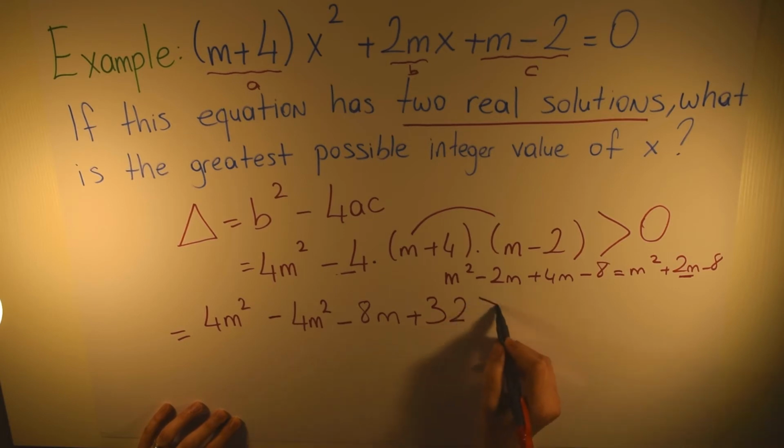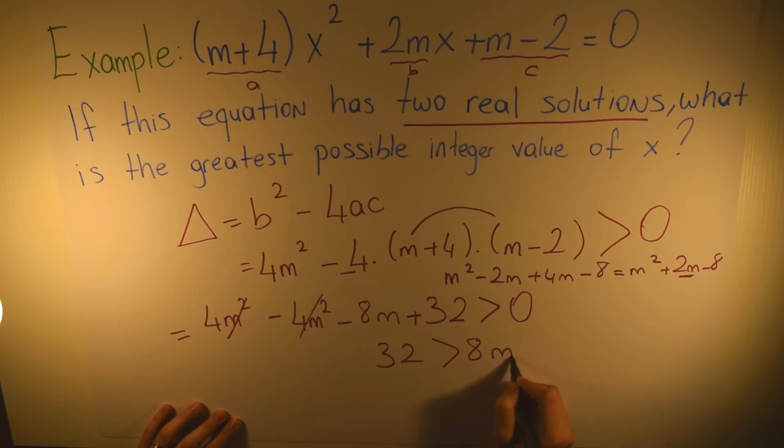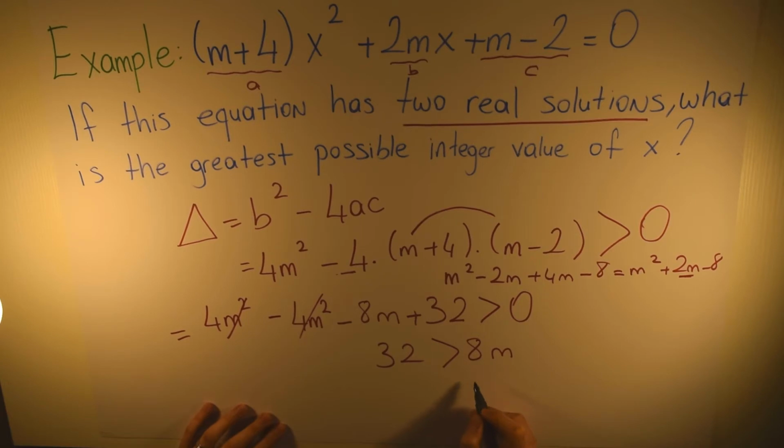So this has to be greater than 0. After this, the m squared terms cancel out each other, and from here we will get 32 is greater than 8m. When I put this minus 8m to the other side, it becomes plus 8m, and here 4 is greater than m, which means the greatest possible integer value of m is 3 in order to get two real solutions.